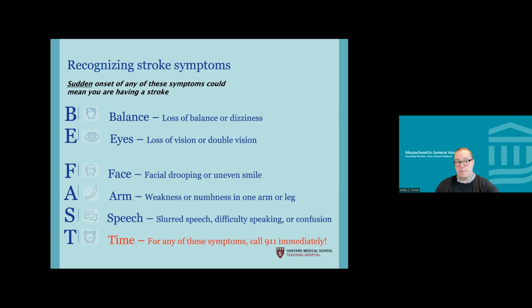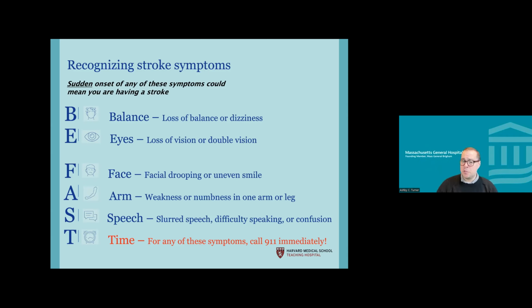And the A is for arm, which could mean arm or leg, where if you were to hold your arms up, one would drift down. Or same with the leg. You sort of try to lift your legs, if you were laying or sitting down, and lift your legs up, one may drift down. But it would classically be an asymmetric, sudden onset of weakness.